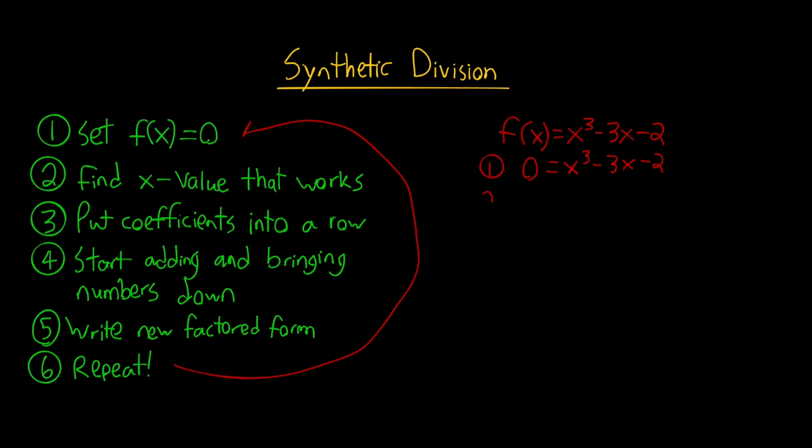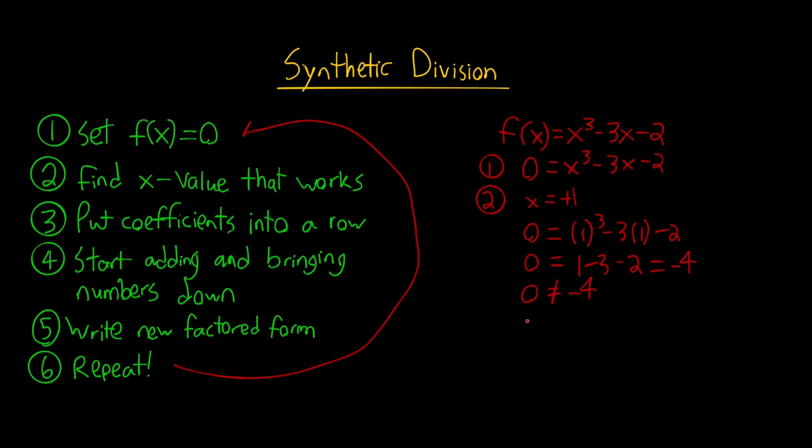That's step 1. For step 2, we want to find an x value that's going to produce 0 in this equation. I'll show you what I mean. Let's say that we plug in positive 1, for example. So 0 is going to equal 1 cubed minus 3 times 1 minus 2, or 0 is going to equal 1 minus 3 minus 2. That is going to give me negative 4, which is not equal to 0. So we know that we can't use positive 1 in this equation.